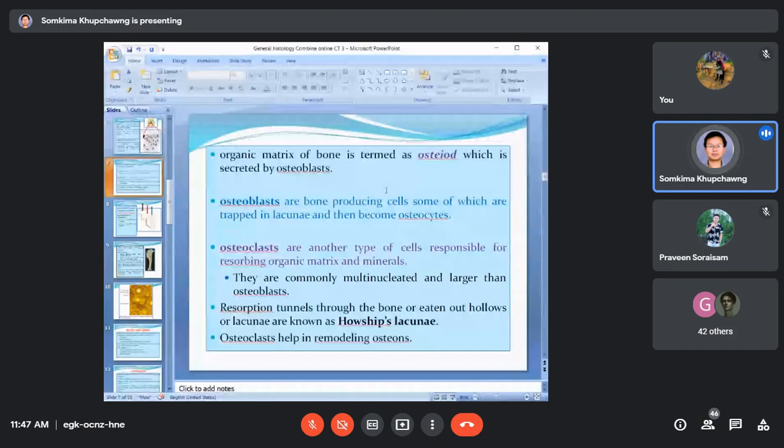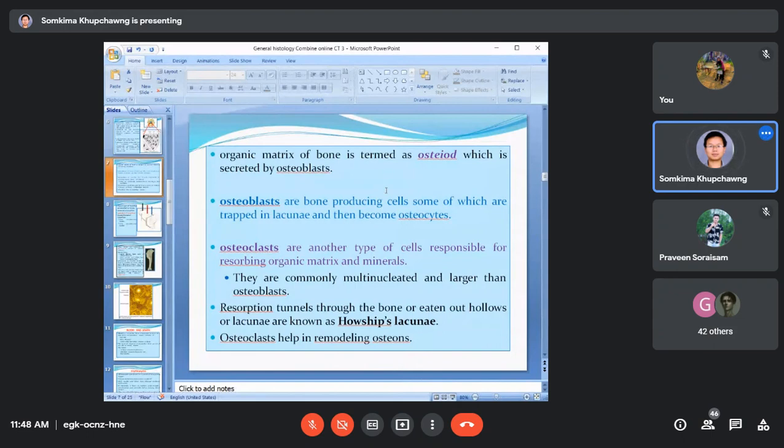Here mostly we get three types of cells: the mature cell, the osteocyte; the immature cell, the osteoblast; and another, the osteoclast. Osteoblasts are bone producing cells, some of which are trapped in the lacunae and then become osteocytes. They produce not only the bone cells but also the organic matrix of the bone, that is the osteoid.